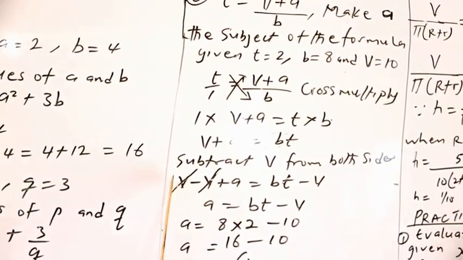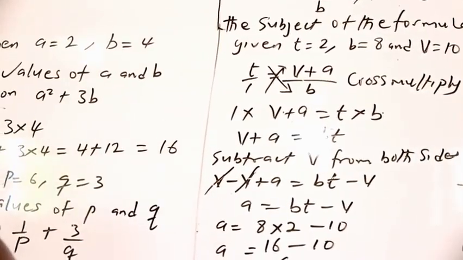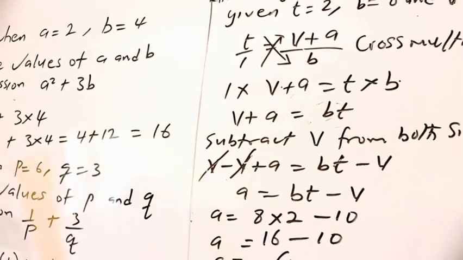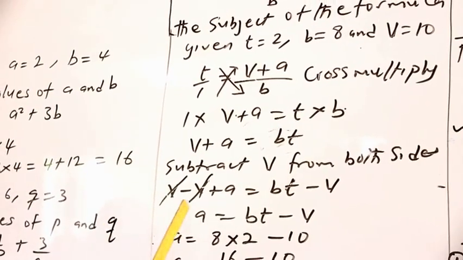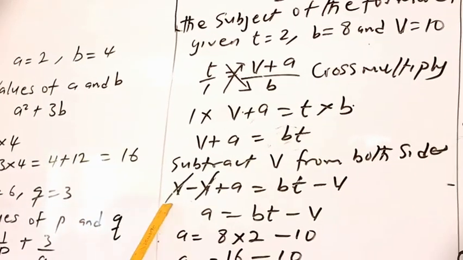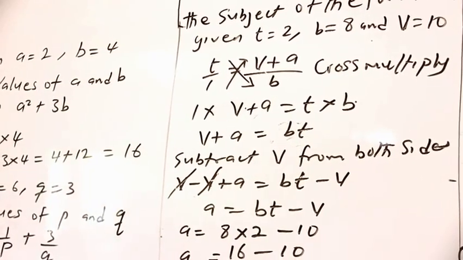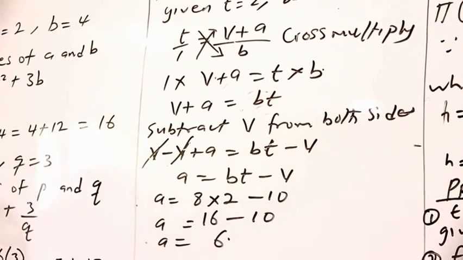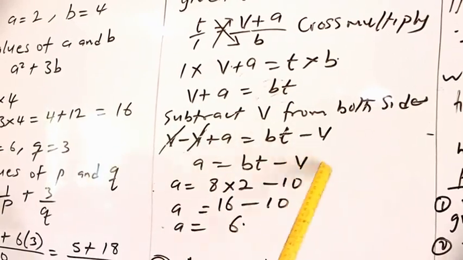Why? This one carries an invisible plus and an invisible 1 in both. Just like 1 plus 1 minus 1 gives us 0, the same thing with this one: plus V minus V will cancel to 0. Now, A is equal to BT minus V. A is already standing, so we have already made A the subject of the formula.